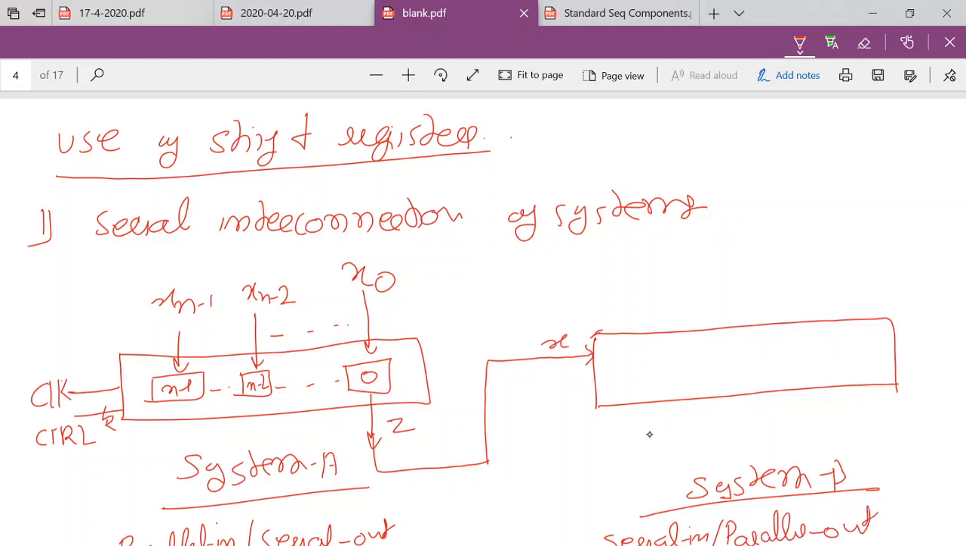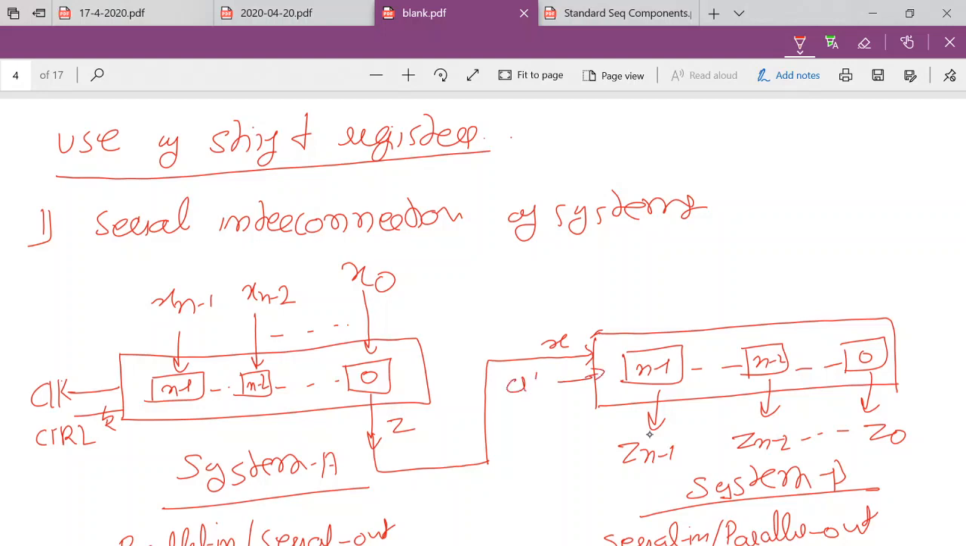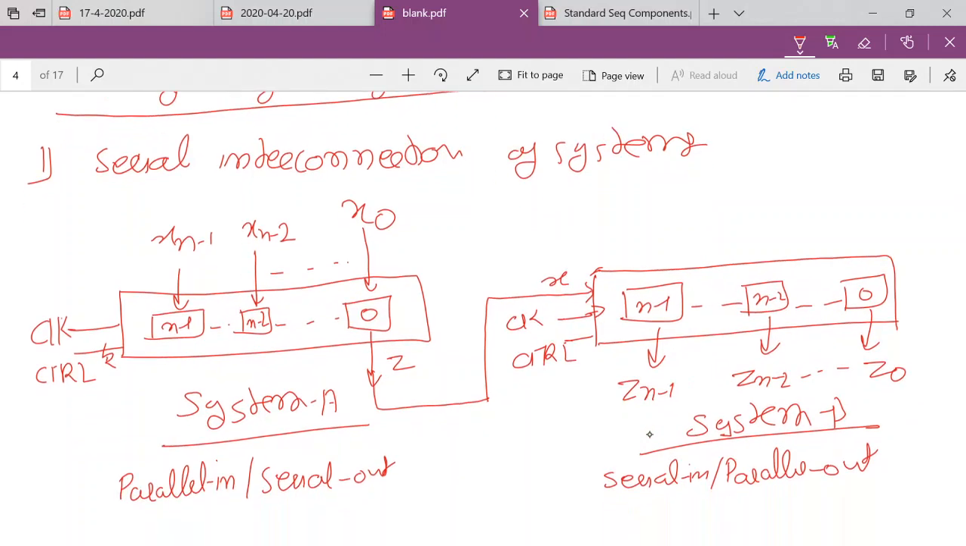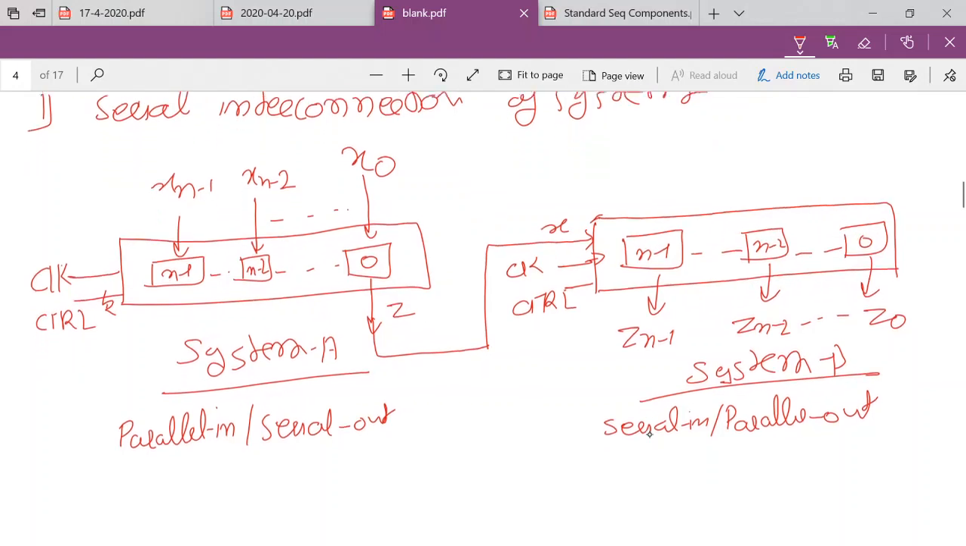Fine. So what will happen here, we will again use the same size register here, and now we can extract the parallel out. Of course there would be a clock signal, and there would be a control signal. So that's how you can connect two systems serially using the shift registers. I think it is easy to understand how we are connecting two systems in this manner. So this can be one use of the shift registers.